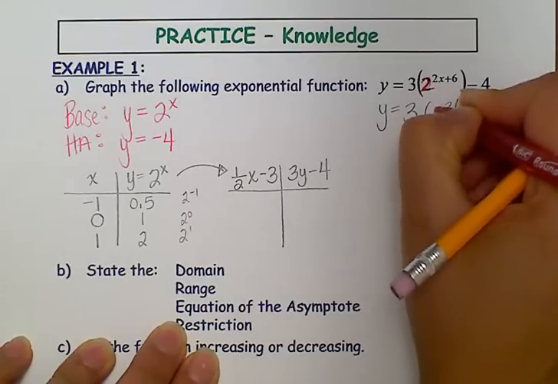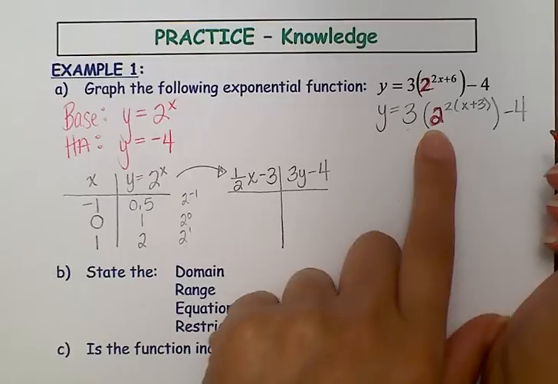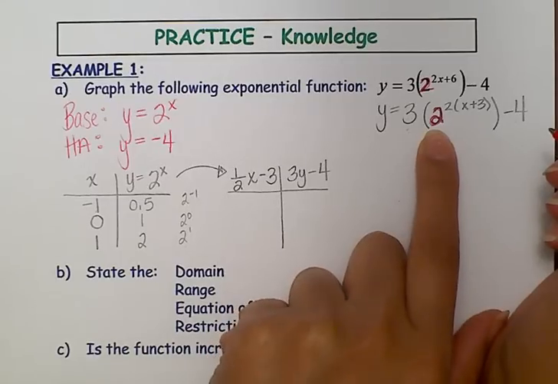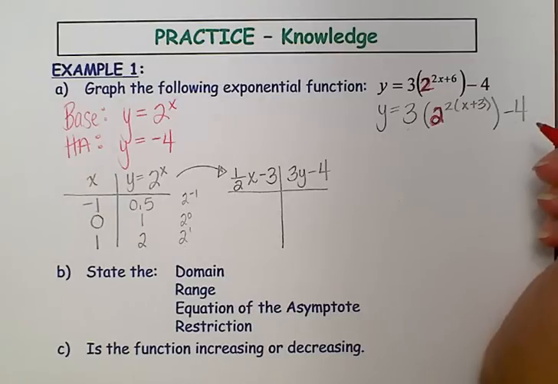Now, I wanted to highlight this 2 that was here. And oftentimes students have a misconception thinking that that 2, which is the base of the exponent, is also a transformation, but it's not. What this 2 represents is the original base function that we started with. So please remember to keep that in mind.